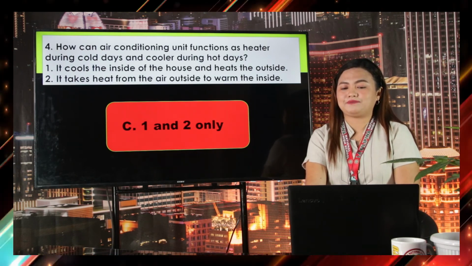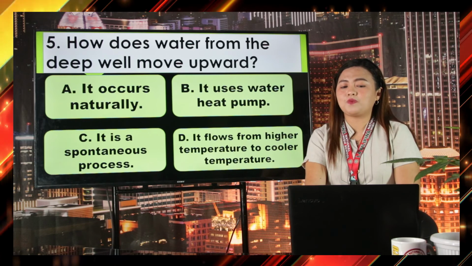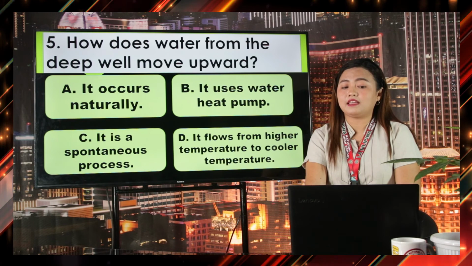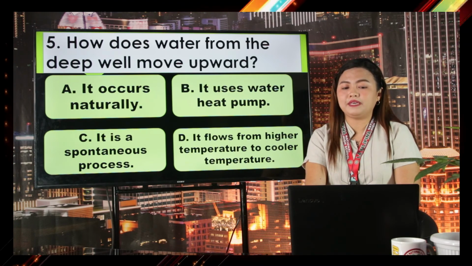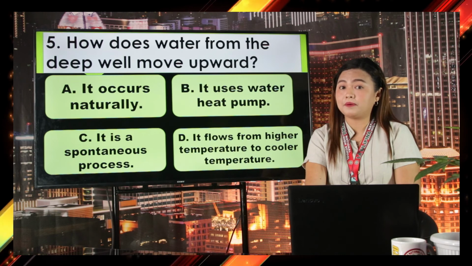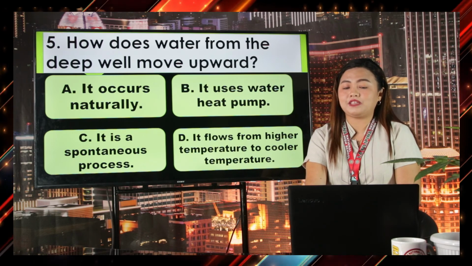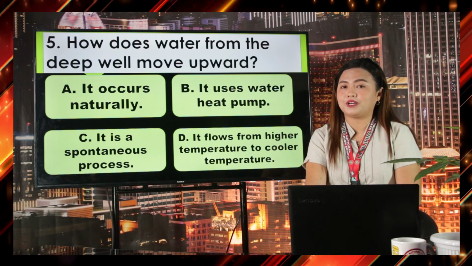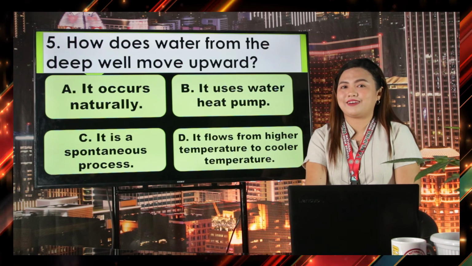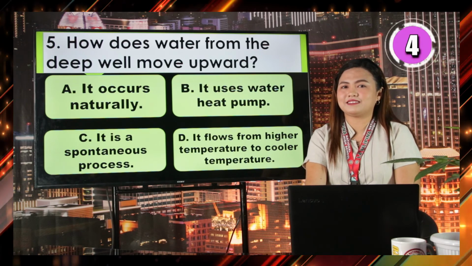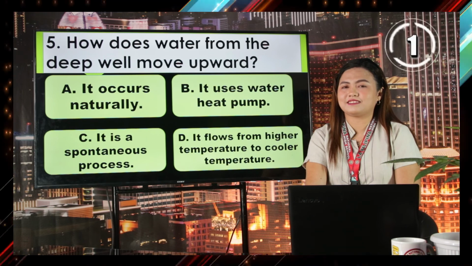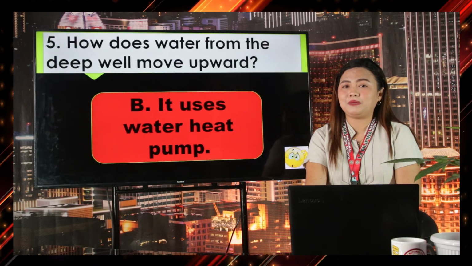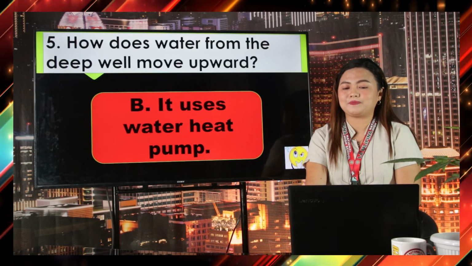Question number 5. How does water from the deep well move upward? A. It occurs naturally. B. It uses a water heat pump. C. It is a spontaneous process. Or D. It flows from higher temperature to cooler temperature. Your 5 seconds starts now. Time's up. The correct answer is letter B. It uses a water heat pump.